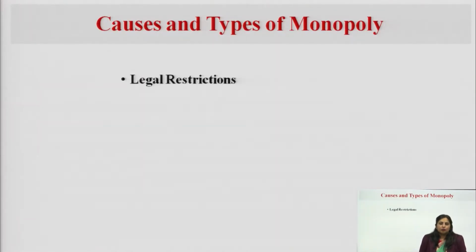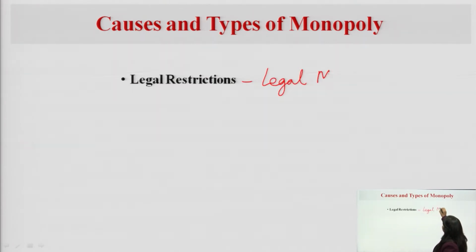The types of monopoly depend on the cause. What is the reason for creating the monopoly? Why is the firm able to create the monopoly? There are legal restrictions because of laws, acts and policies which impose conditions that no new player can enter the industry. If this kind of legal restriction is there, we say it is a legal monopoly.